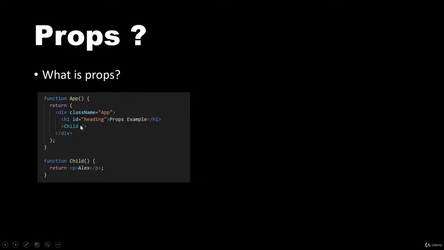So how can we pass an attribute, like id equal to heading and className equal to app, to the Child component? And how can we access that attribute from inside the Child component and display it in the UI or access it in the JSX? So now let's see this in code.